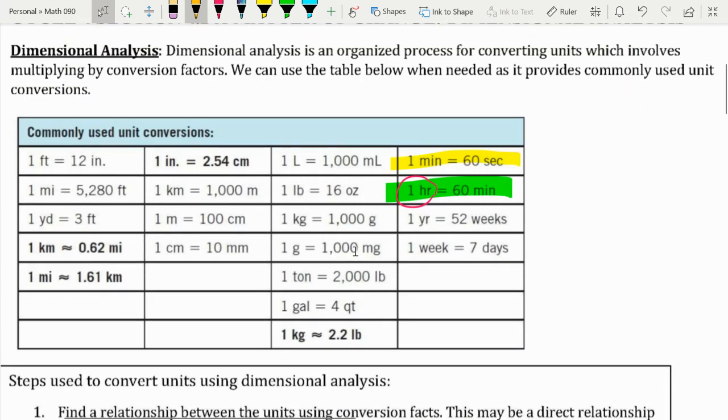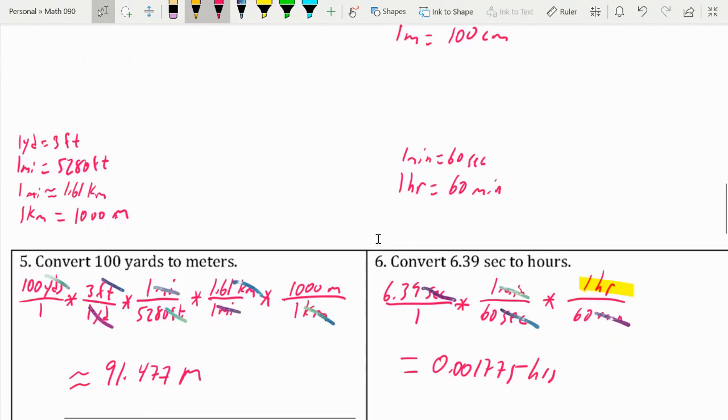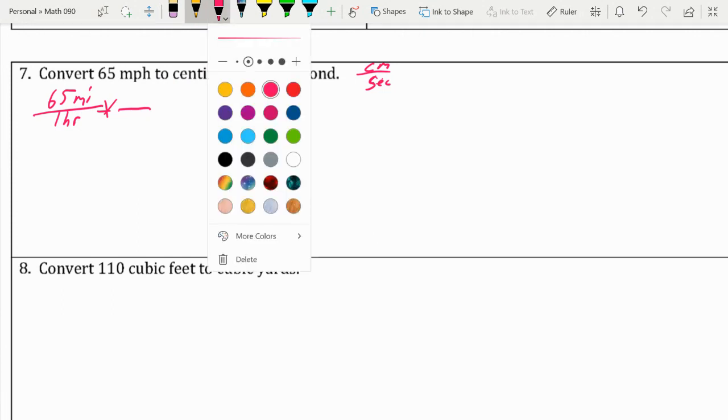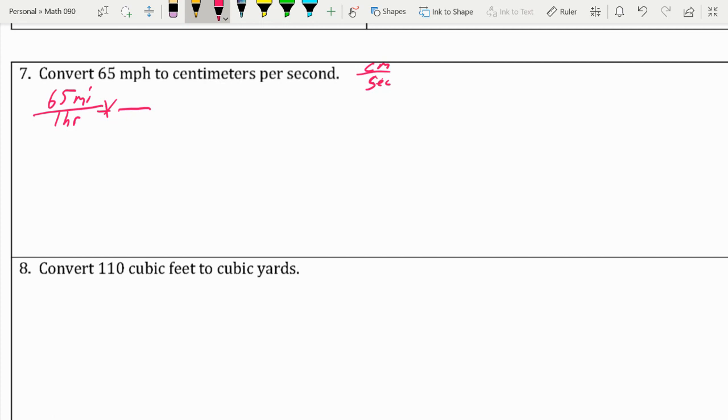Okay. So the very first one that I'm looking at, let me erase all this mess from earlier. Since I want to convert miles to centimeters, 1 mile is equal to 1.61 kilometers. So I'm going to put 1 mile at the bottom, 1.61 kilometers at the top. Miles and miles cancel. So I'm left with kilometers. So at least now I'm into the metric system.